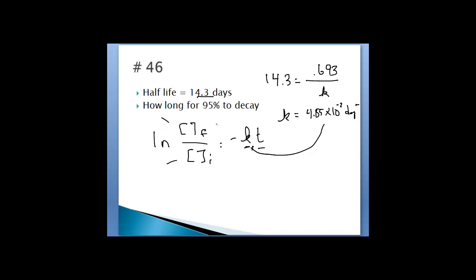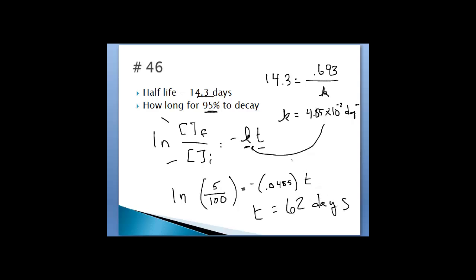Now that we know what K is, we need to know what our initial and final concentrations are. Well, it doesn't really matter what they are because we know 95% of it will decay. So if our initial is 100, our final would be 5. In other words, 95% of it decayed, so there's 5% left as the final concentration. So we can set this up negative, and so I don't use scientific notation and Jamie doesn't get mad, I will write this as 0.0485 and I will solve for T. And I'll find that T is approximately 62 days.